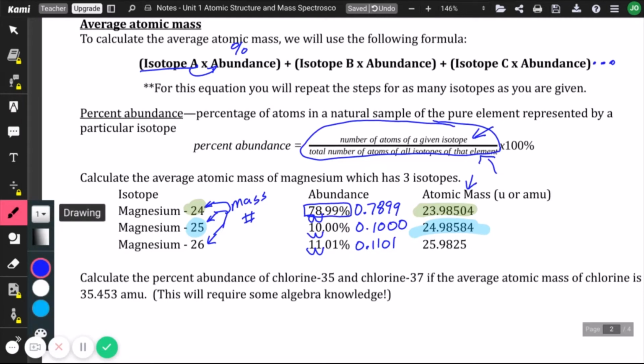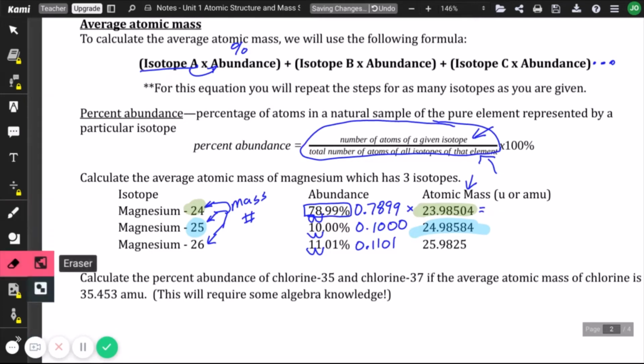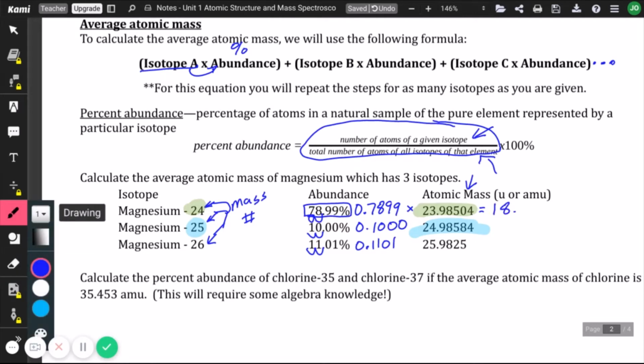Okay, so I take my abundance and I multiply it by the mass. So 0.7899 times 23.98504, and that's going to give me 18.95. Okay, and we're going to do that same thing with all 3 of these. So 0.1000 times 24.98584, which will give me 2.499. And then lastly, the 0.1101 times 25.9825. That gives us 2.861.